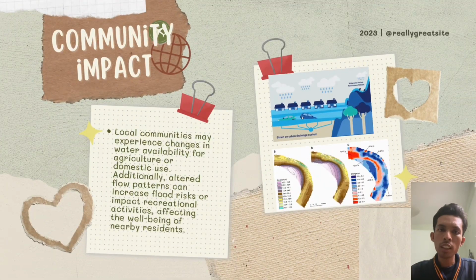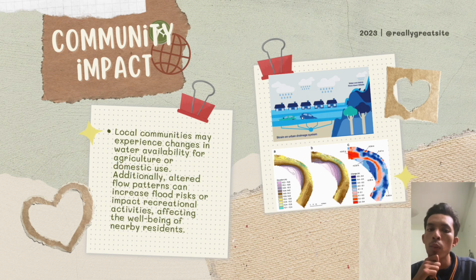So the third impact is community impact. When dams are built, local communities may experience a change in water availability for agriculture or domestic use. Additionally, the change of flow pattern can increase flood risk or impact recreational activities, affecting the well-being of nearby residents. So I will give some examples.